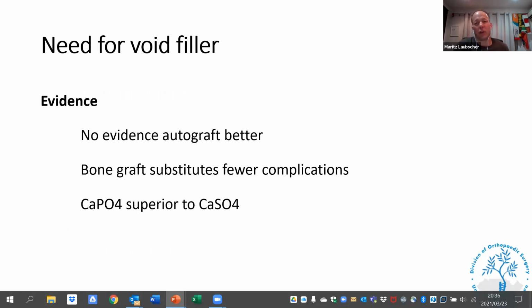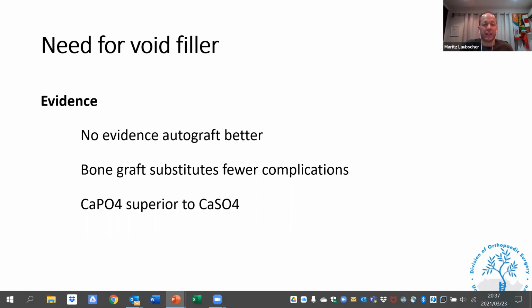Again, for any tibial plateau fracture with a depression, you should ask yourself whether there's a need for a void filler. It's important here to use the right terminology. Remember, when we talk about trauma cases where you have a defect that you need to fill, we talk about a void filler and not necessarily bone graft, because you don't really want to augment healing. You just want to fill a defect. There's no evidence that autograft is better when it comes to the need for a void filler. Bone graft substitutes have fewer complications, and you don't have to harvest autograft.